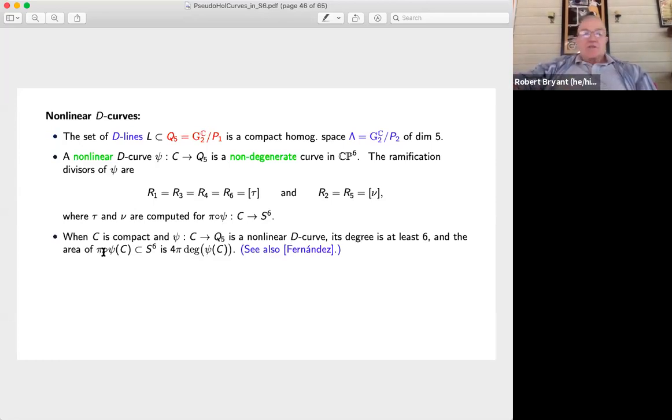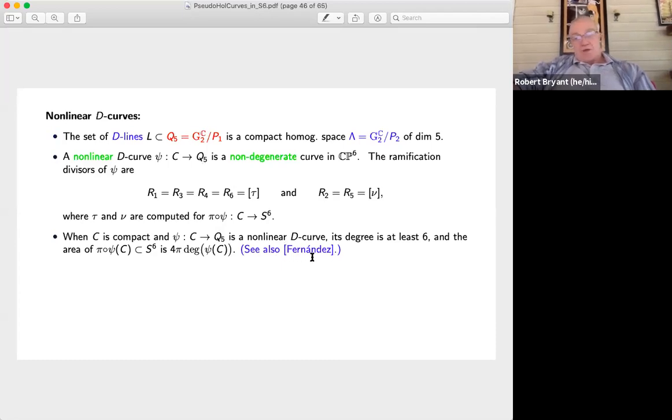Now, when C is compact and psi is a nonlinear D curve, its degree is at least 6, precisely because of this fact that the curve has to be non-degenerate. And Castelnuovo's bound doesn't allow it to be degenerate. And precisely because these ramification divisors are there, there's no identically zero anywhere. And the area turns out to be 4 pi times the degree of the curve in P6.